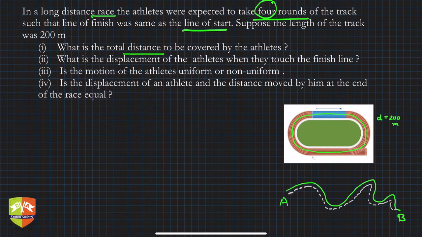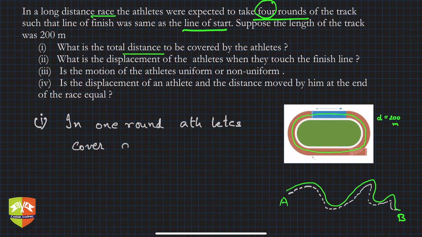It says that they go four rounds, and in one round, how much distance do they cover? So very easy. Let's say we are talking about point number one here. In one round the athletes cover how much? 200 meters. D is equal to 200 meters.